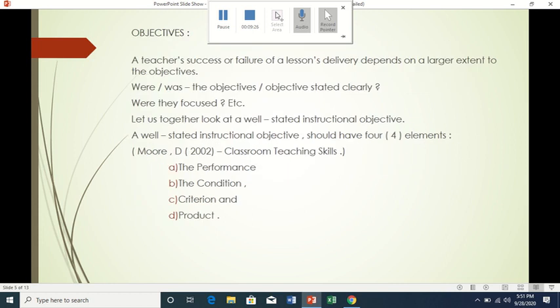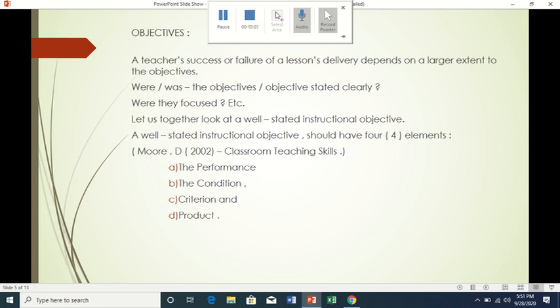A teacher's success or failure of a lesson delivery depends to a larger extent on the objectives that have been set. So we go to the objective setting. You ask yourself, was your objective stated clearly? Was it focused? So we are going to look at this very well.